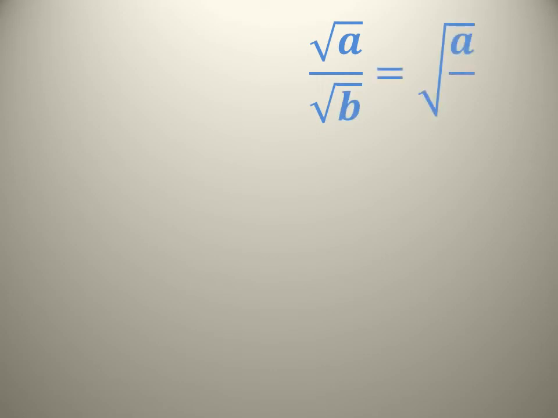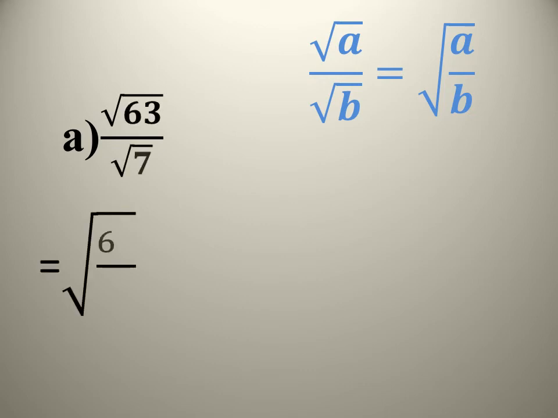Looking at our division law, which says that the root of a on the root of b is equal to the root of a on b, we are going to use this law to simplify the following fraction. Root 63 on root 7 equals the root of 63 on 7. This will give us the root of 9, which is equal to 3.